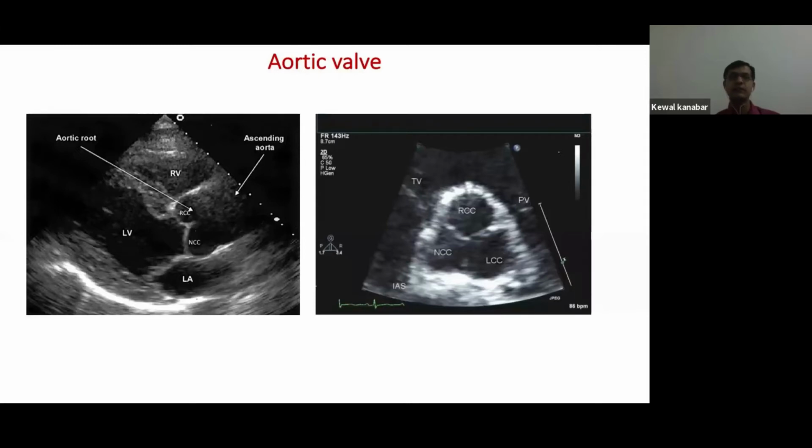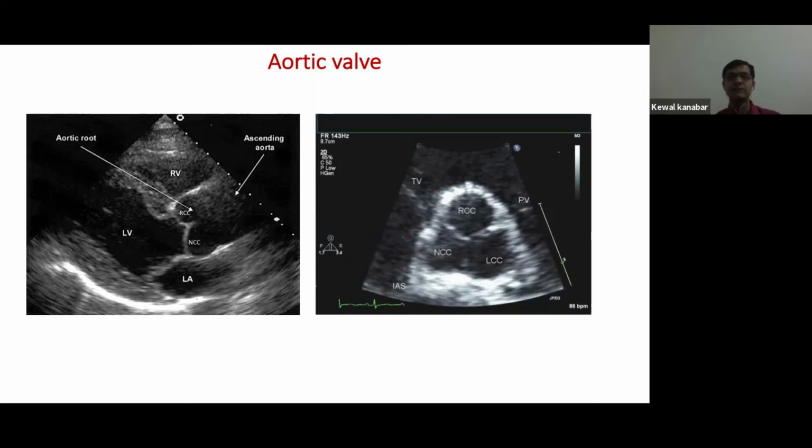So, as we know, the aortic valve has the right coronary cusp, non-coronary cusp, and the left coronary cusp. On a parasternal long axis view, what we see is the right coronary cusp and the non-coronary cusp, as demonstrated on the picture on the left. And what we see on a parasternal short axis view is the right, left, and the non-coronary cusp.